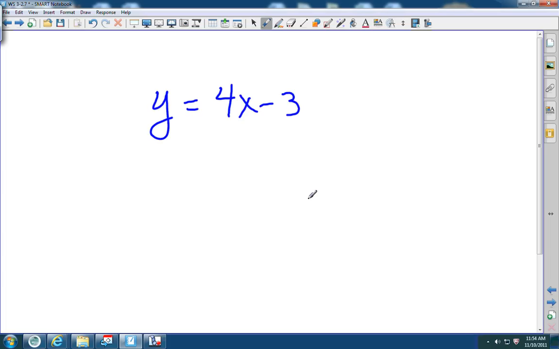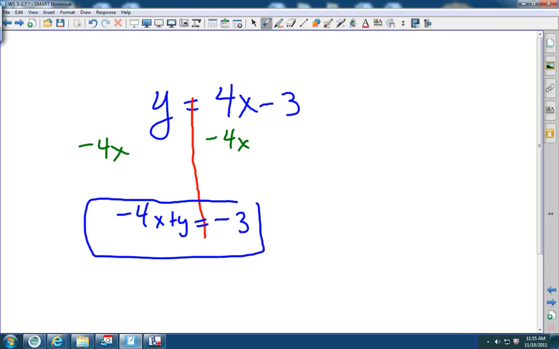Y equals 4x minus 3. So let's move it into standard form. I'm going to draw my line. Well, I need to move this 4x over here to the left. And it's a positive 4x, so I need to subtract 4x from each side. Now, I have negative 4x plus y equals negative 3. There it is, and this is in standard form.